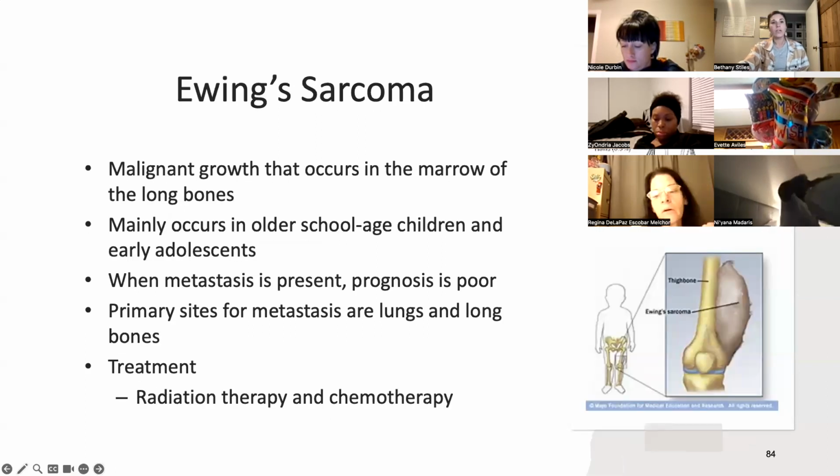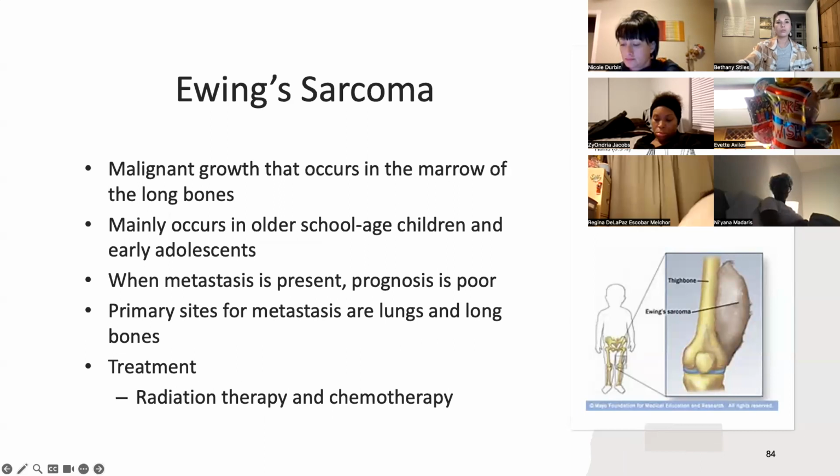Ewing sarcoma is going to be a malignant growth in the marrow of the long bones. It's going to be in our older school-age children and early adolescents. If we see metastasis with Ewing sarcoma, it's going to have a poor prognosis. And again, we're going to see those metastases in the lungs, but also the long bones. And these kids are going to have radiation and chemotherapy.